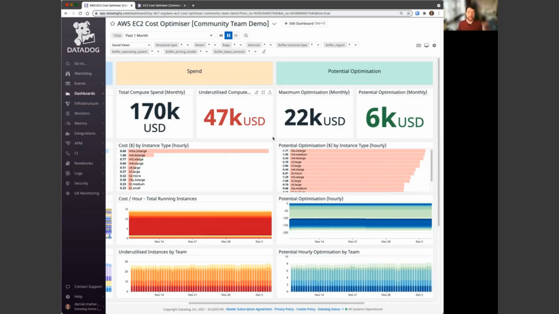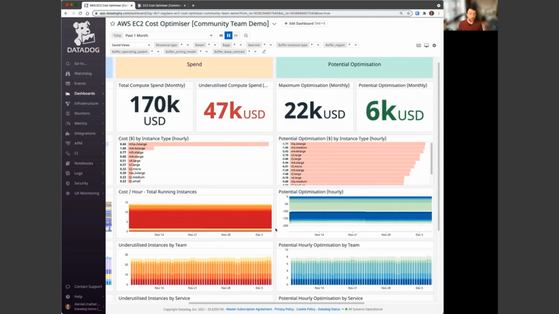Our potential optimization here is also very important, right? We talk about a maximum optimization if we were to do everything perfectly, which is impossible, but it's a good number to have as a target, $22,000 US, right? If we fix all the problems we have. Potential optimization is maybe more realistically around $6,000 US if we just make some minor adjustments to how we're deploying and how we're utilizing our EC2 instances.